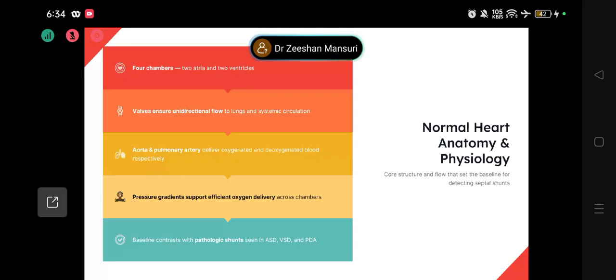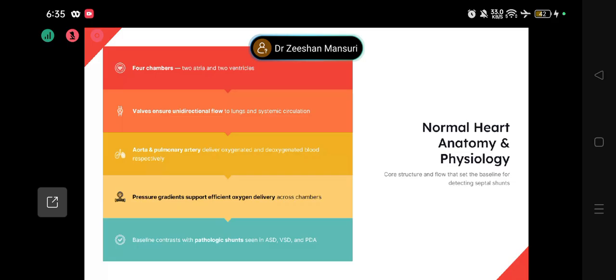And normal heart anatomy and physiology, you all know, two atria, two ventricles. Between the two atria, there is the interatrial septum. Between the two ventricles, there is the interventricular septum. And four different valves, tricuspid and pulmonary valve on the right side, and mitral and aortic valve on the left side. And the aorta and pulmonary arteries. The aorta gives the oxygenated blood supply to the whole body, and the pulmonary artery gives the blood supply to the lungs.